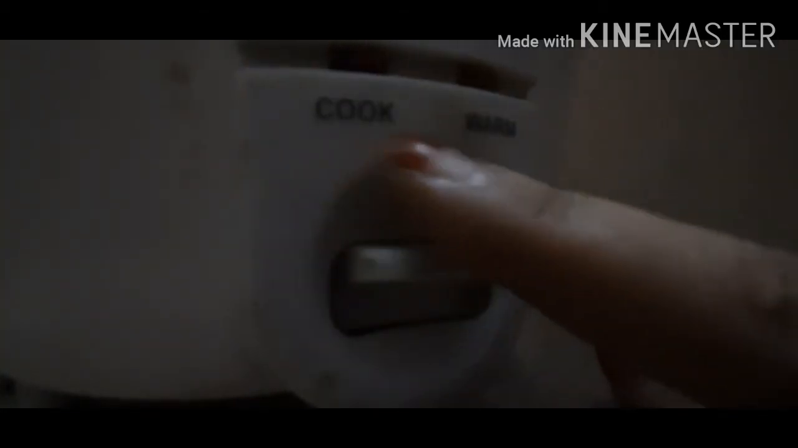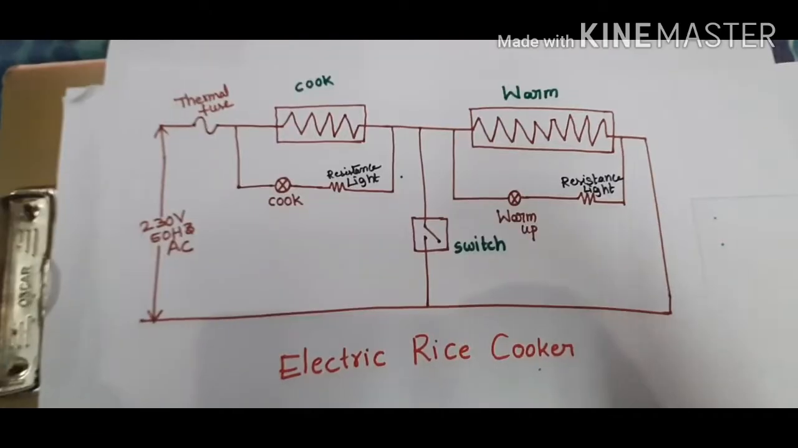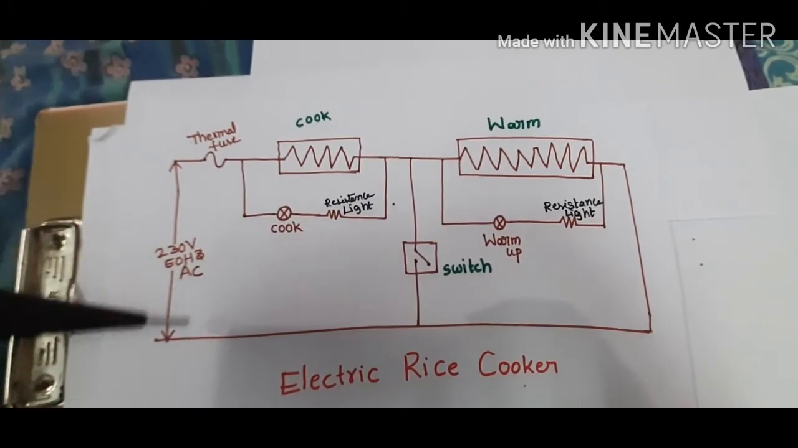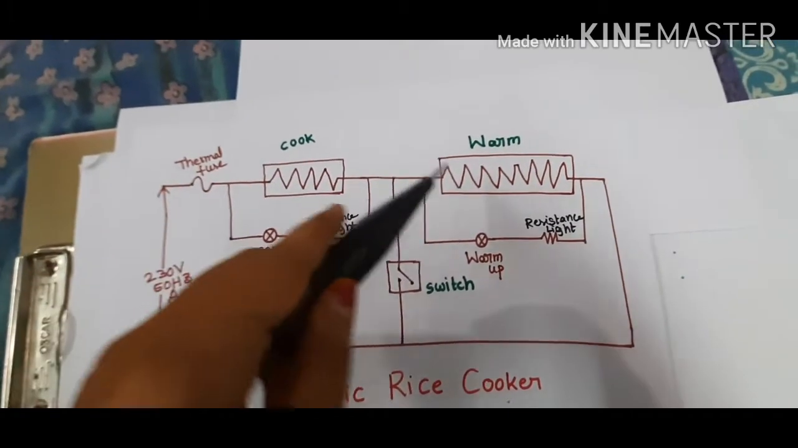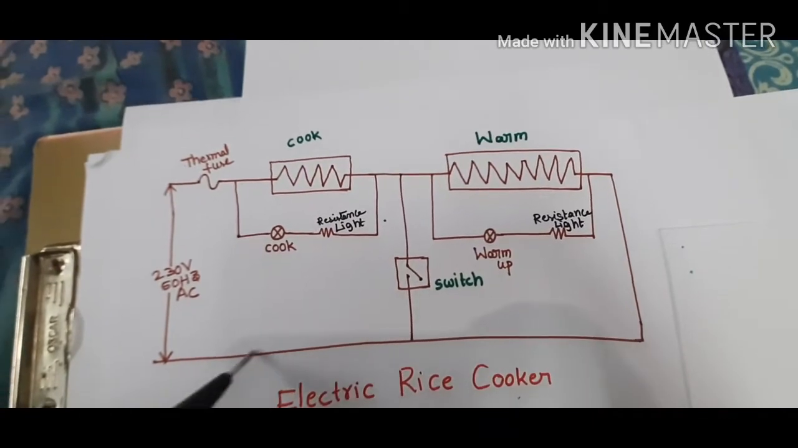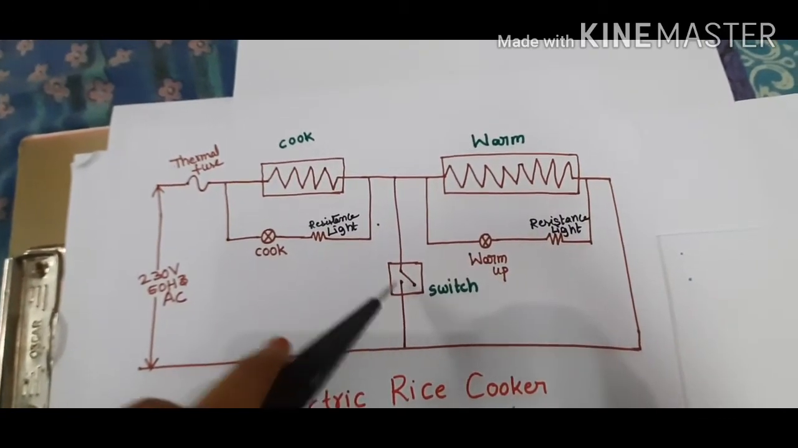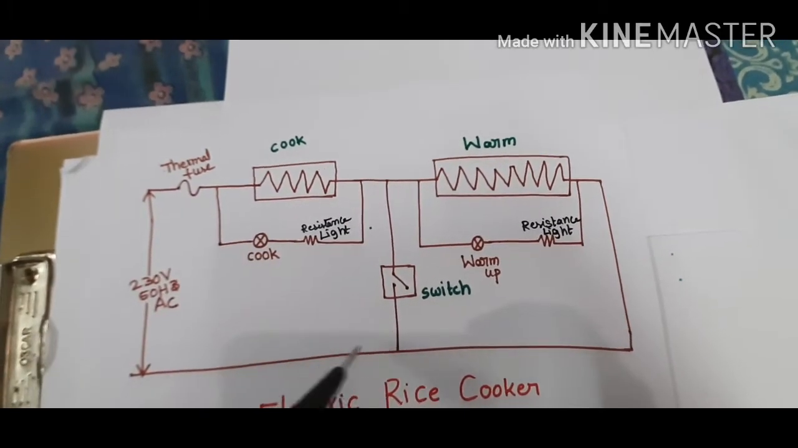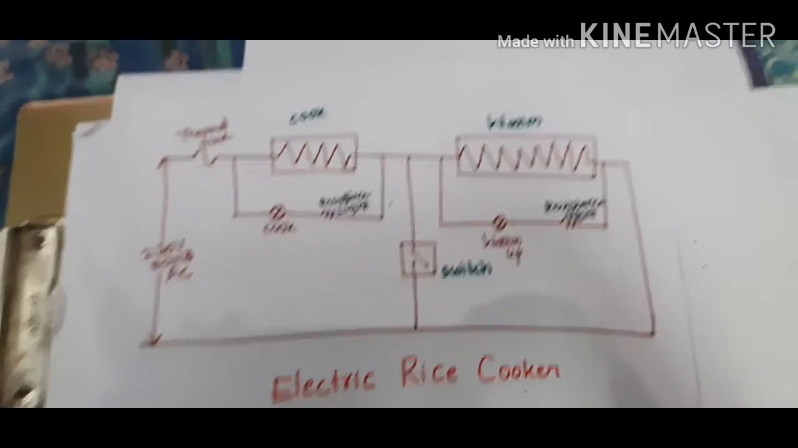Here there will be a cook mode, a warm mode and a button to press for the cook or warm option. Also we have a power cable to supply single phase power to the rice cooker. When we switch on the single phase supply, the circuit will be closed through the cook coil, the warm coil and return to the neutral. But as soon as we switch on cook mode, the circuit will be closed through the cook coil and to the switch and to the neutral point.